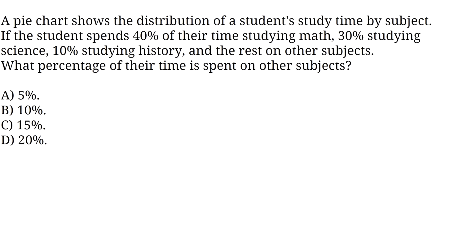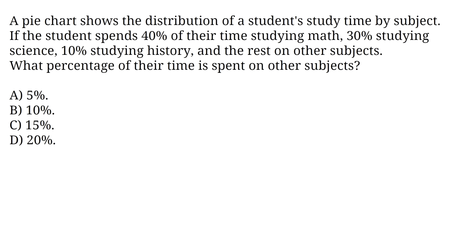A pie chart shows the distribution of a student's study time by subject. If the student spends 40% of their time studying math, 30% studying science, 10% studying history, and the rest on other subjects, what percentage of their time is spent on other subjects? A. 5%, B. 10%, C. 15%, D. 20%. To solve this question, we need to calculate the percentage of time spent on other subjects.